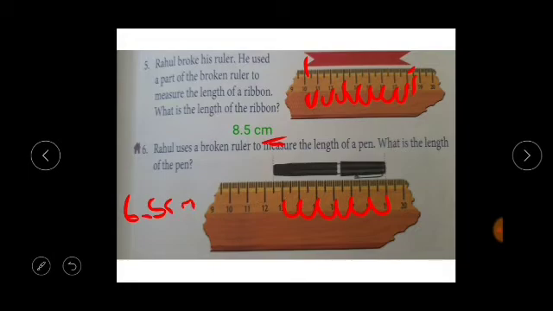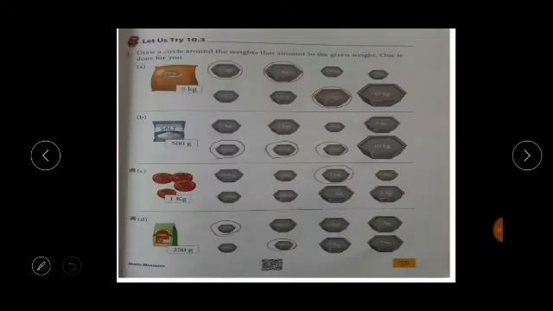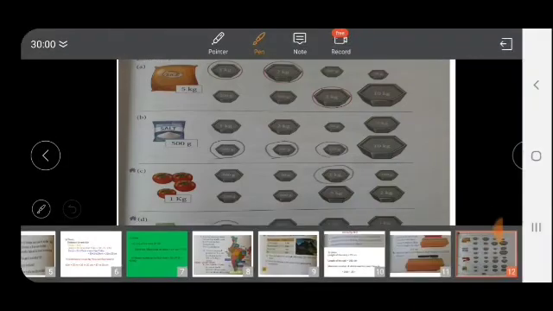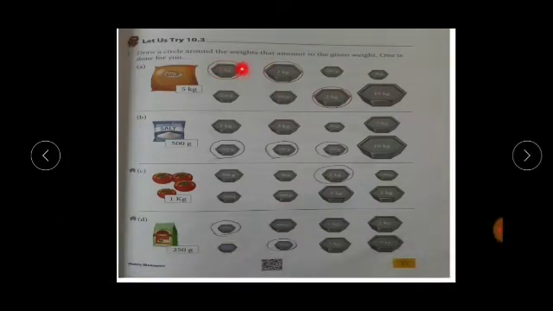Okay, children, 6.5 centimeter. Next question is very simple. Draw a circle around the weights that amount to the given weights. One is done for you. 5 kilogram given here. 1 plus 2, 3 plus 2, 5. Total 5 kilogram. The same way we have to circle the weights that amount to the given weights.